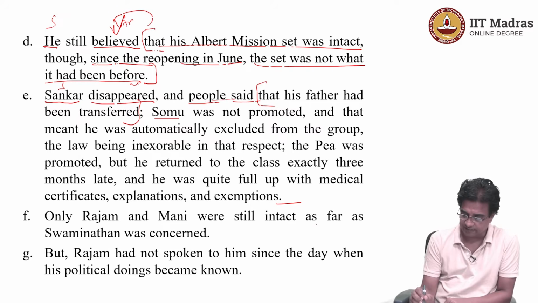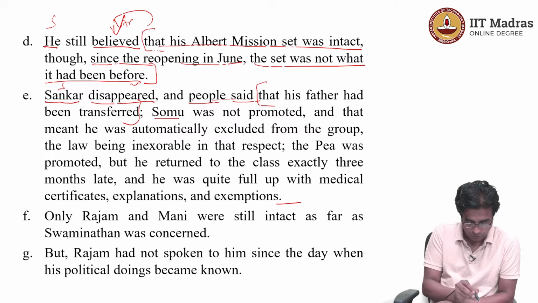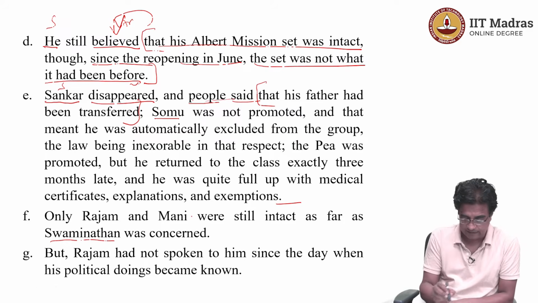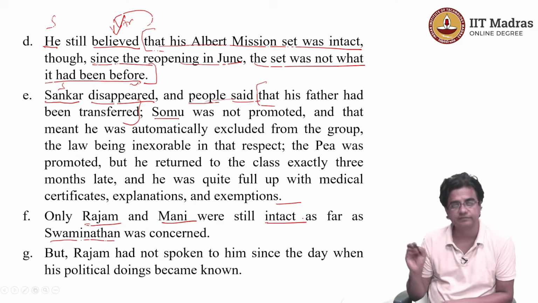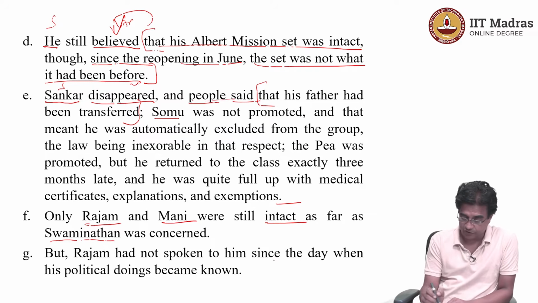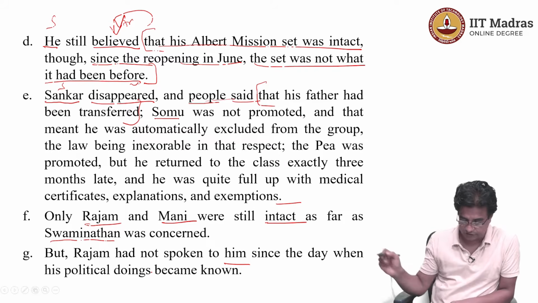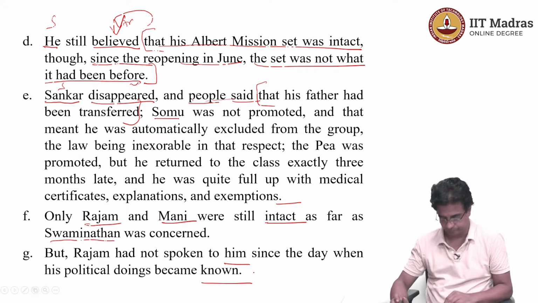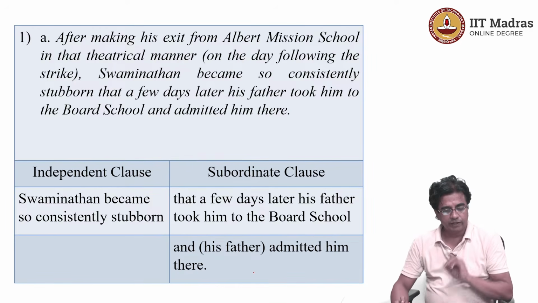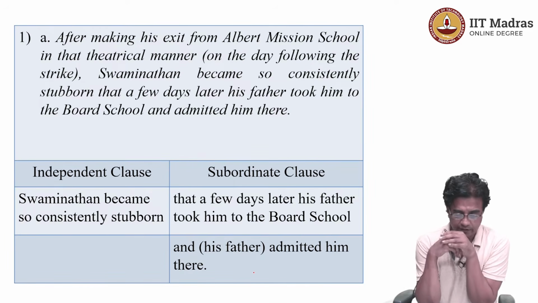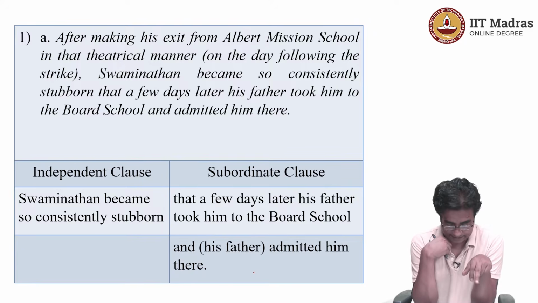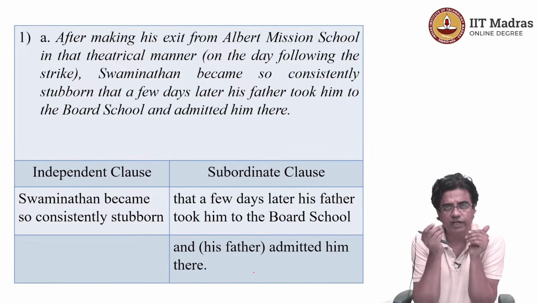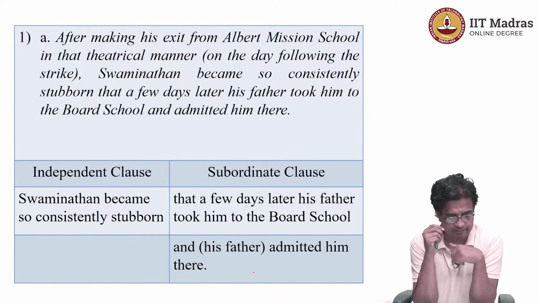Only Rajam and Mani were still intact as far as Swaminathan was concerned. So for Swaminathan, Rajam and Mani were intact. But Rajam had not spoken to him since the day when his political doings became known. So, here is the sentence again, and it's doing what I have just explained to you.